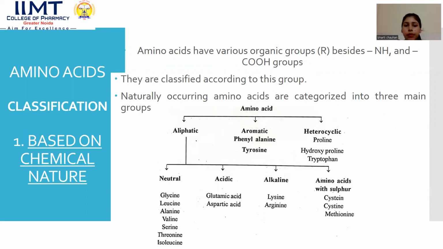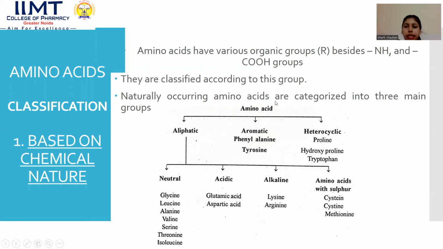There are basically two types of classification. First, based on chemical nature. And the second is based on the nutritional requirements. So if we talk about based on chemical nature, the amino acids have various organic groups besides amino and carboxyl group. They are classified according to this group.